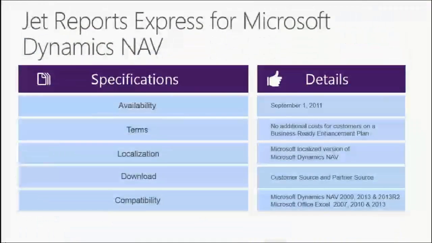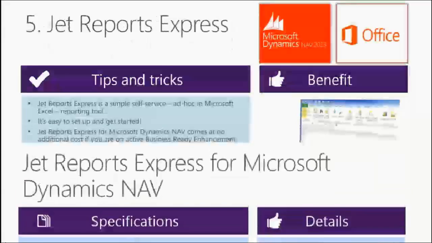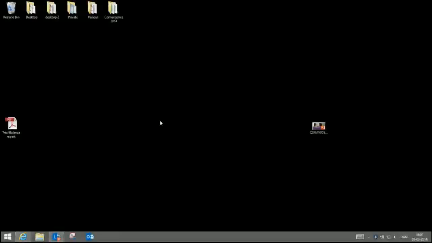A bit on the term side, localization-wise, it's been localized to all countries having a Microsoft localized version of NAV. You can go to CustomerSource, and if you're a partner to PartnerSource, you can search for Jet Report Express, and you'll find a download page. We will share some links at the end of the session. Compatibility, as you can see, it was made available in NAV 2009, is available on future versions as well, and also the compatibility around Excel from 2007. Let's go take a look at Jet Report Express.